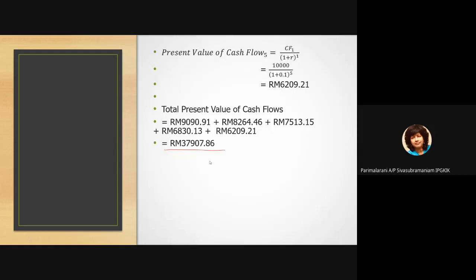Now we have to find the net present value. We take the total cash inflows, or we just say cash flows, minus the cash outflow or initial investment. So you get 37,907.86 minus 30,000, which gives you 7,907 ringgit and 86 cents.